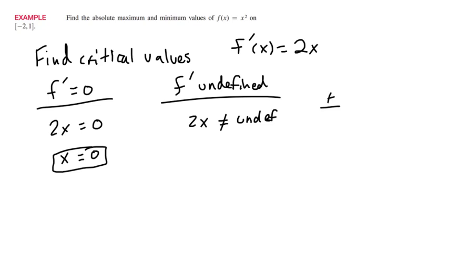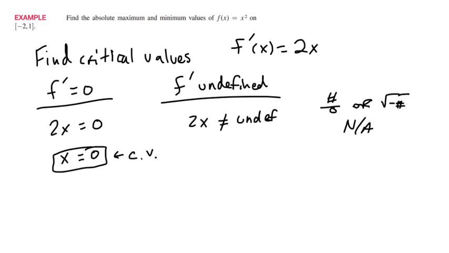And recall, if a function is undefined, it happens when things like dividing by 0 occur, or taking a square root of a negative number. That would give us an undefined real number, that would give us imaginary numbers. So neither of those apply here, so we don't have an undefined situation. So we have one critical value when x is 0.